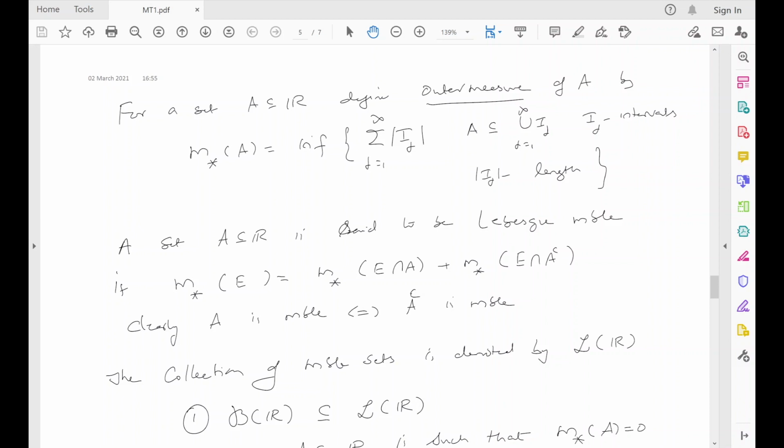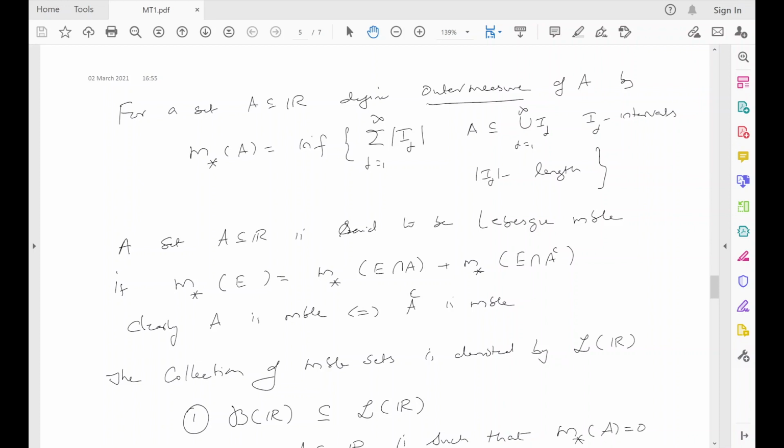Now the second property is if A is a set such that m star of A is 0. So m star of A is 0, meaning you can cover it with very small intervals, right, because you are taking the infimum, and the infimum you want to be 0. So you can cover it with very small intervals, and so it is a meager set, right, that is what it means. So if its outer measure is 0, then it is a Lebesgue measurable set.